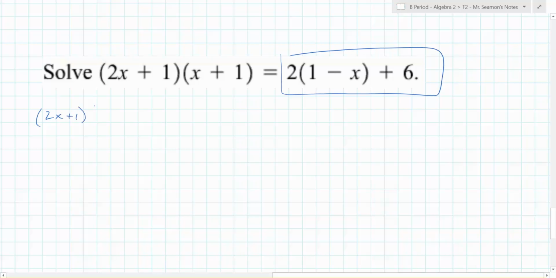2x plus 1 times x plus 1 minus what? 2 times 1 minus x plus 6. Well, minus 6, because you have to make it a minus. Hey, does it equal 0? Yay, so step 1 is complete.